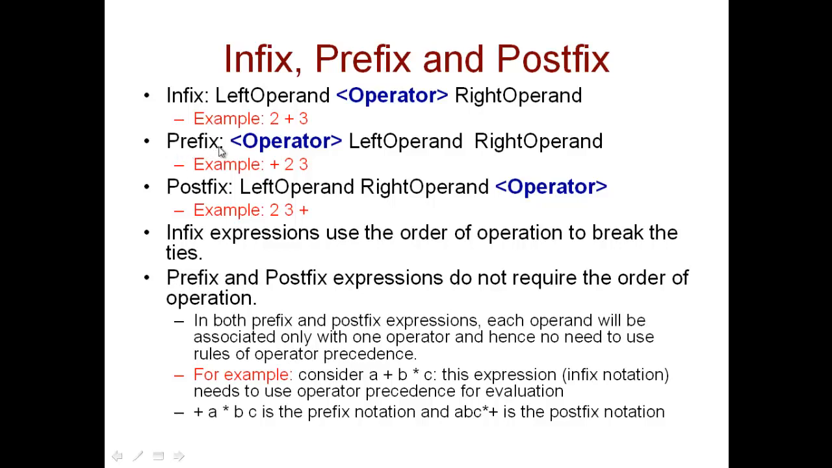Whereas in the prefix format, the same expression can be written like this: plus 2 and 3. That means the operator appears first, followed by the left and then the right operand. So as the name indicates, prefix, the operator comes first. That's why we call it a prefix format. In the postfix format, the operator comes at the end. So we have the left operand followed by the right operand followed by the operator. So 2 plus 3 is written as 2, 3, plus in postfix format.